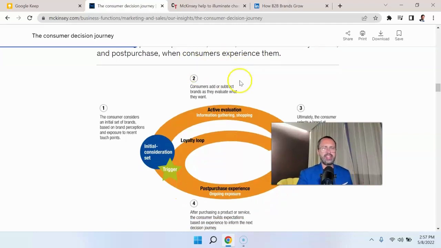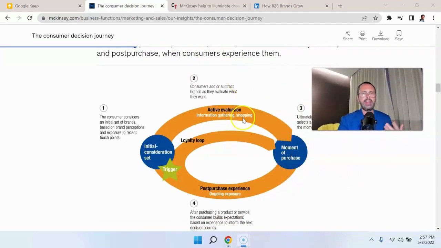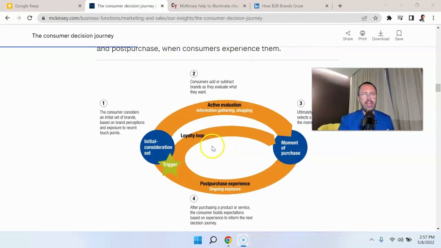So one of the reasons this is so important is because if we look at this consumer journey, the business to consumer journey from McKinsey, we see that the journey begins with a trigger. There's some sort of trigger event that happens. Maybe it's a divorce, maybe it's hunger, maybe it's lunch break. Whatever it is, there's a trigger event, and then people think of their initial consideration set. So this is a cluster of products, services, brands, etc., that could help them get through that trigger.